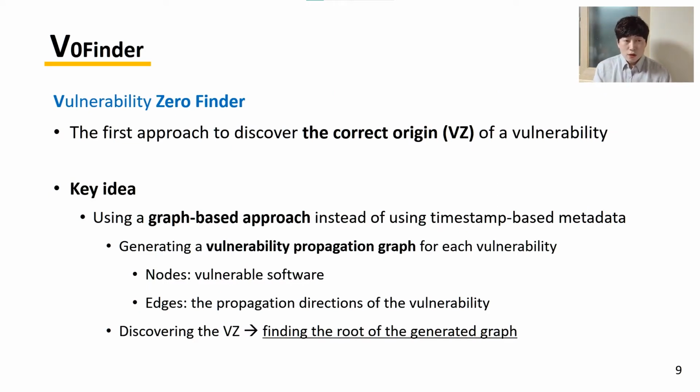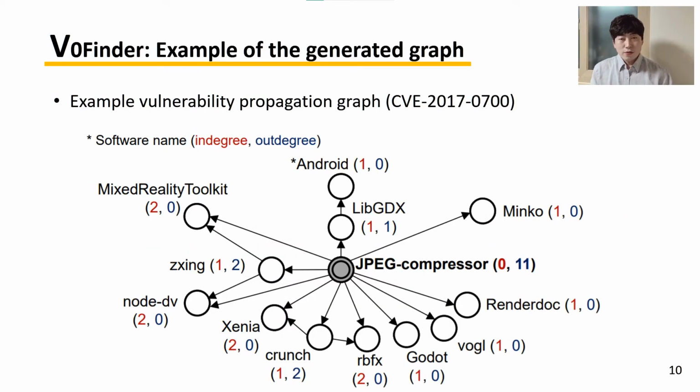To overcome these challenges, we present V0Finder, which is the first approach to discover the correct VZ of a vulnerability. We use a graph-based approach instead of using timestamp-based metadata. That is, V0Finder generates a vulnerability propagation graph for each vulnerability, where its nodes represent the vulnerable software and its edges indicate the propagation directions. In other words, we convert the problem of discovering the VZ into a problem of finding the root of the vulnerability propagation graph. This is an example graph for CVE-2017-0700. Using this graph, we can easily discover the VZ, the JPEG compressor, and also trace software to which the vulnerability has propagated.